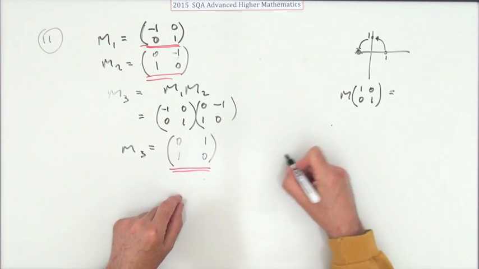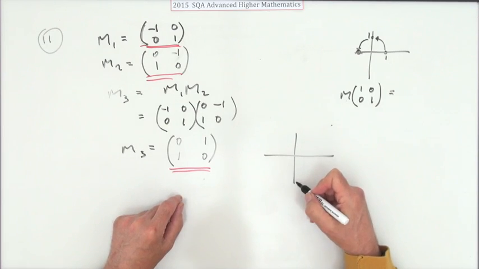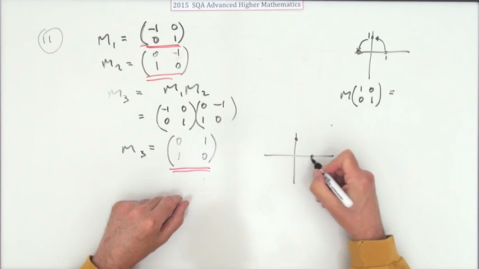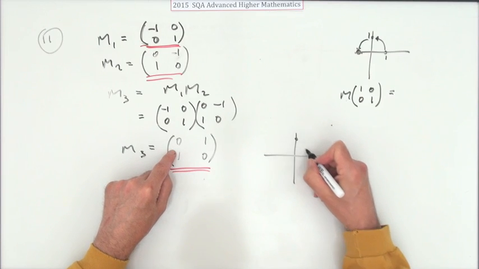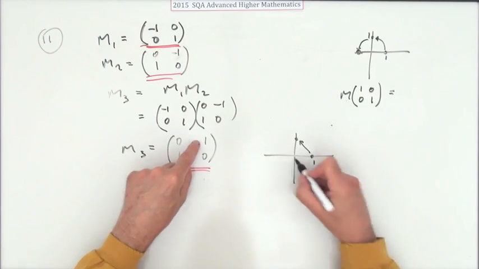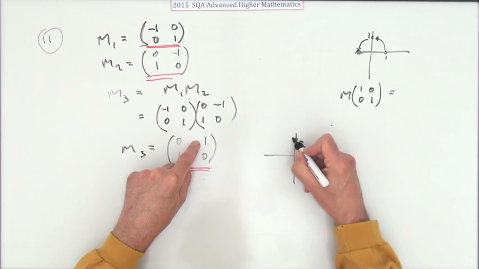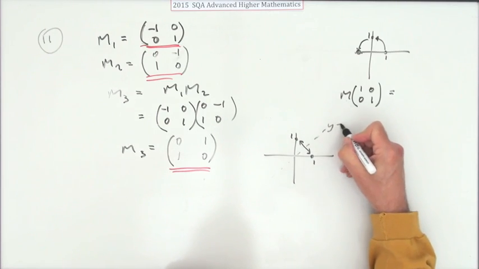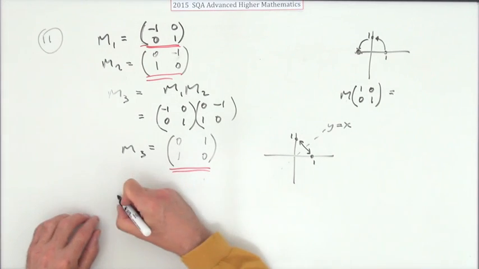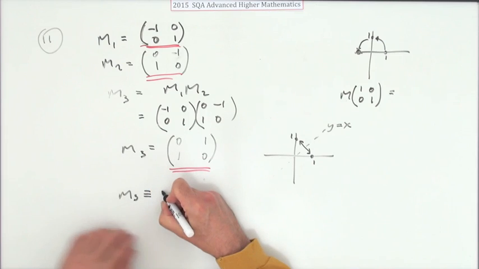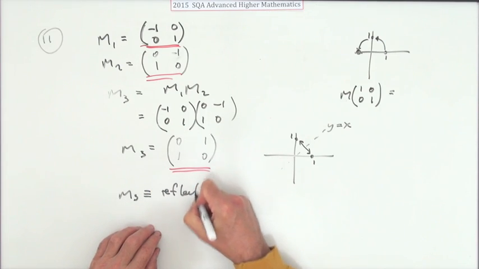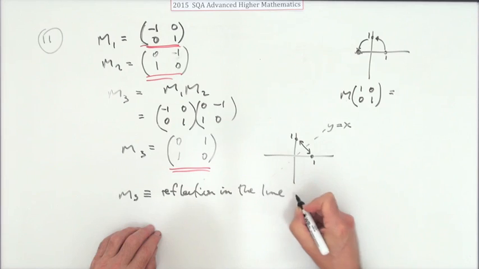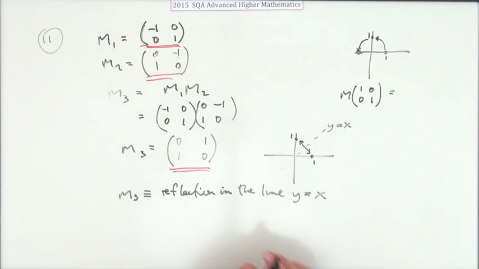So what's that associated with? Well, a little sketch will do again, just a wee sketch for this. So what happens to these 2 points? Well, 1, 0 goes to 0, 1, so it goes there. And 0, 1 goes to 1, 0. Well, they're just changing places, it looks like. They've been reflected. They're reflecting in the line y equals x. So what's M3? M3 means reflection in the line y equals x.